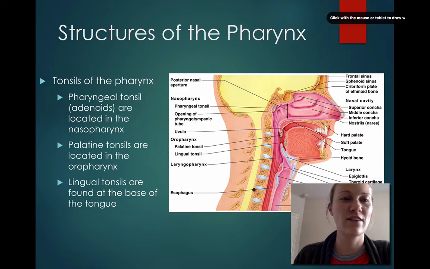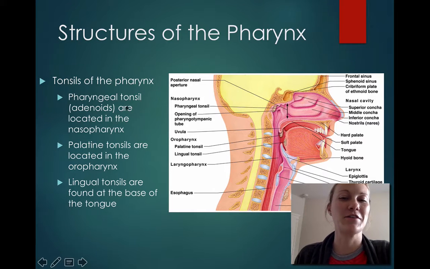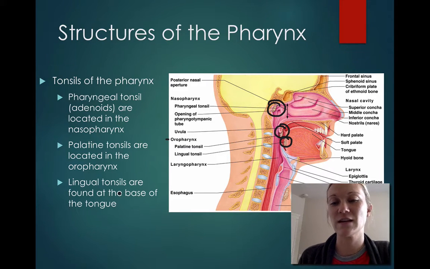Okay, so the structures of the pharynx. You actually have some tonsils in your pharynx, not really the ones that you are usually thinking of. You have pharyngeal tonsils, which are your adenoids. They're located in the nasopharynx. The palatine tonsils are located in the oropharynx. So you can see that you have some tonsils up here. Those are your pharyngeal ones. Then you have some tonsils right here, which are 2 different types that make up the oropharynx. And then you have the lingual tonsils, which are found at the base of the tongue. So a couple different types of tonsils that you maybe didn't know about before.